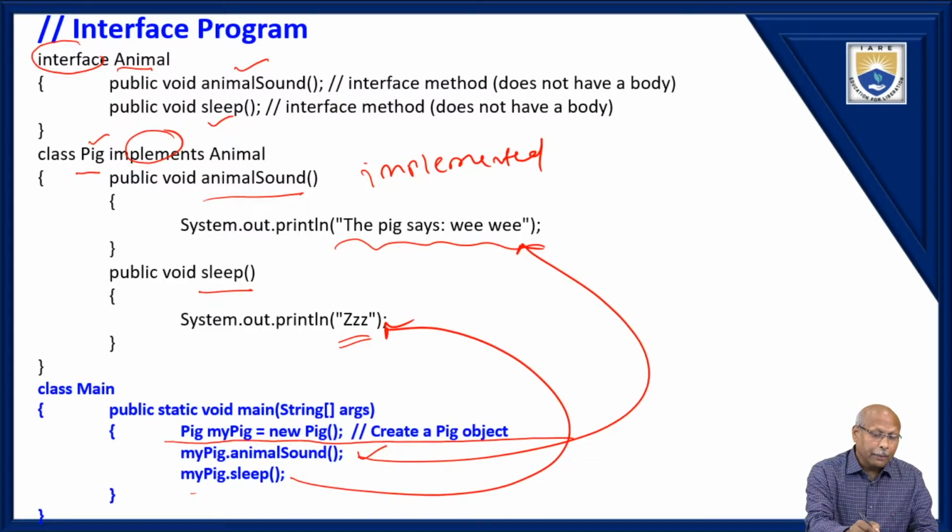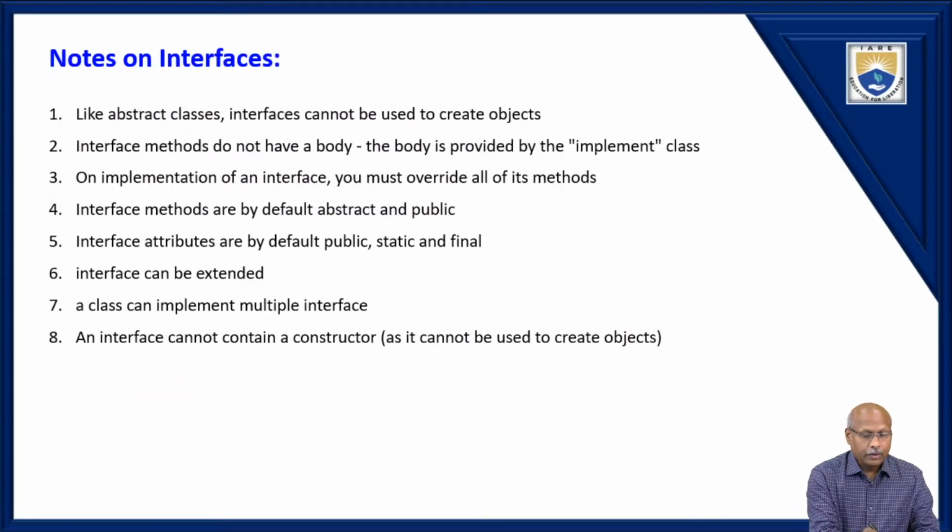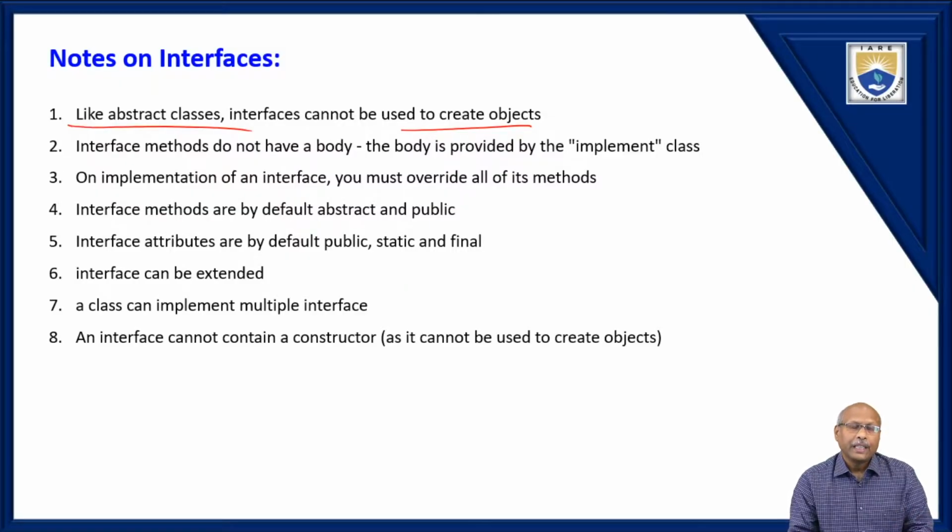Now here, if you observe, this Animal is acting like a parent and the Pig is acting like a child. You are creating an object of the Pig class, and after creating the object, you are calling the respective method to execute it. Like an abstract class, an interface cannot be used to create an object. You cannot create an object for an interface because an interface doesn't have any constructor. It will not allow you to create an object, only a reference.